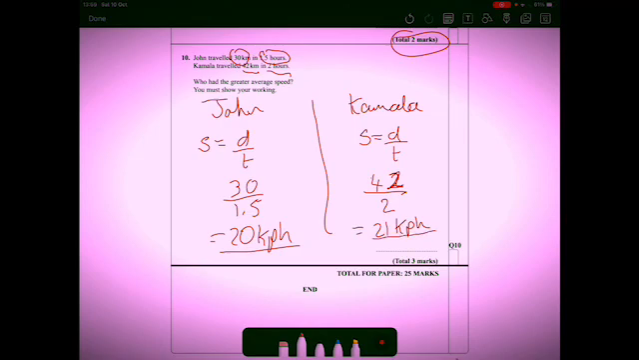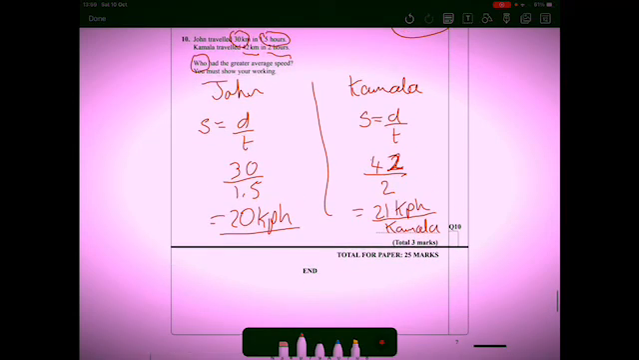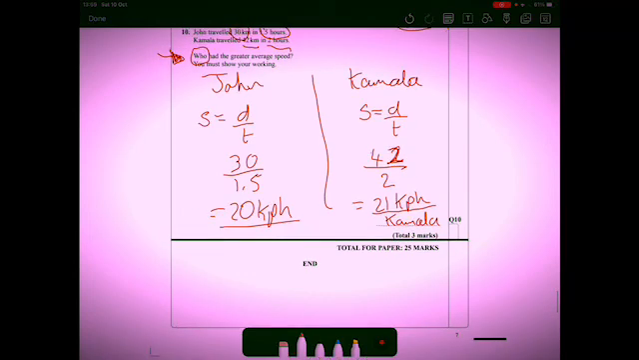Classic mistake would be writing a number in the answer. It's asking you who had the greater average speed, and therefore you would need to write Kamala in there, the name of the person that had the greatest speed, because 21 is greater than 20. Be careful when making sure you're answering the question that's actually being asked. To get the 3 marks, you'd also need to see both these values to show you haven't just guessed it or something.